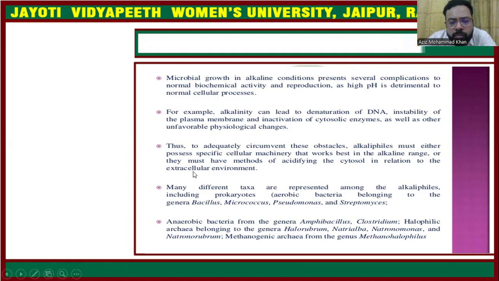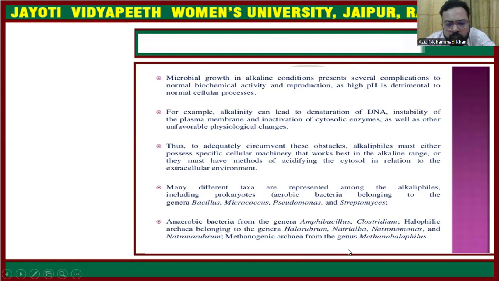Alkalophiles must either possess specific cellular machinery that works best in the alkaline range, or they must have a method of acidifying the cytosol relative to the extracellular environment. Many different taxa are represented among the alkalophiles, including prokaryotes, which are aerobic bacteria belonging to the genera Bacillus, Micrococcus, Pseudomonas and Streptomyces. These are some examples of alkalophilic prokaryotic bacteria.